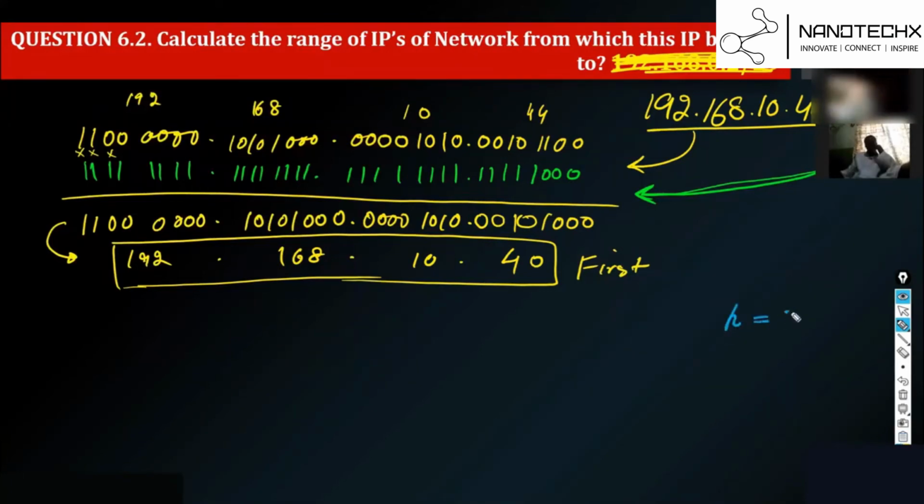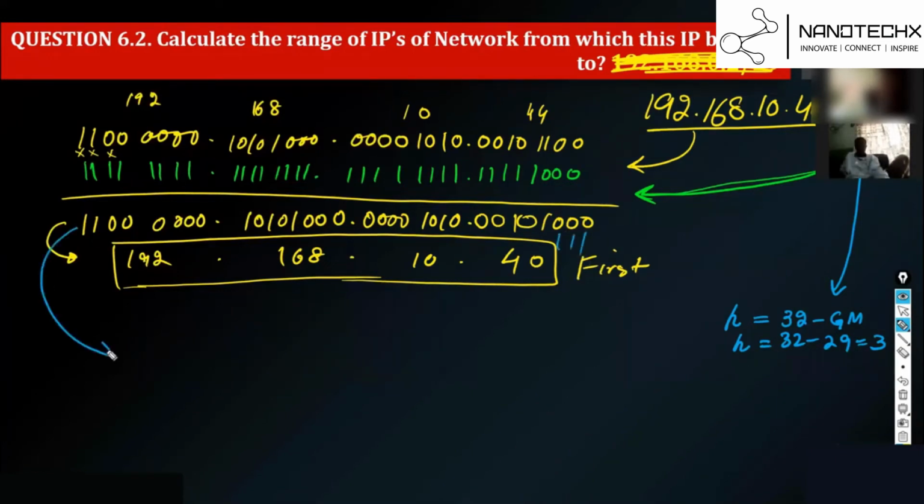3, very good. H is equal to 32 minus the given mask. The given mask is 29, so 32 minus 29 gives us 3. So the value of H is equal to 3. It means we have to change 3 bits from this first IP, which will give us the last IP. So we make these ones, right? Let me write it here.